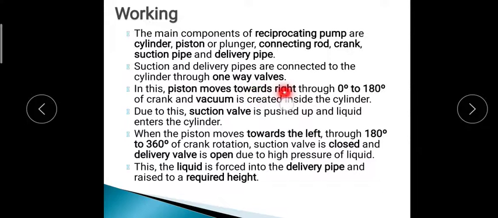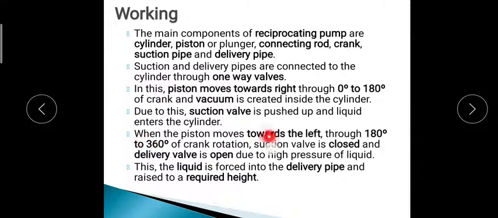moves towards the right through 0 to 180 degree of crank, the vacuum is created, that is a low pressure zone, and due to this the suction valve is pushed up and the liquid enters the cylinder. As I have discussed, the suction valve will open up and the water enters. It is just a one-way valve; it won't open on the other side. If it started opening on the other side, whatever water is there would start getting into the sump again. That has to be avoided. So it is one way only.